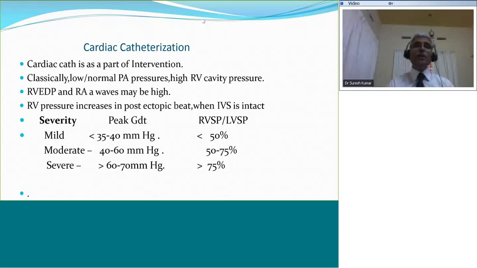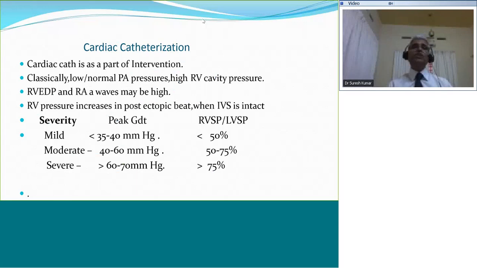If you're looking at the gradient, in cath, the gradient is more reliable. Mild is less than 40, moderate is 40 to 60, and severe, you'll grade it as more than 60 to 70. Even though many textbooks would give similar values for the Doppler gradients, if you take a Doppler gradient of 60 to 70, take this patient into the cath lab, you are likely to find a transvalvular gradient of maybe 40. Part of it is because of anesthesia. Part is also because the Doppler tends to exaggerate the value. So remember, most gradient-based recommendations are cath gradient-based recommendations.